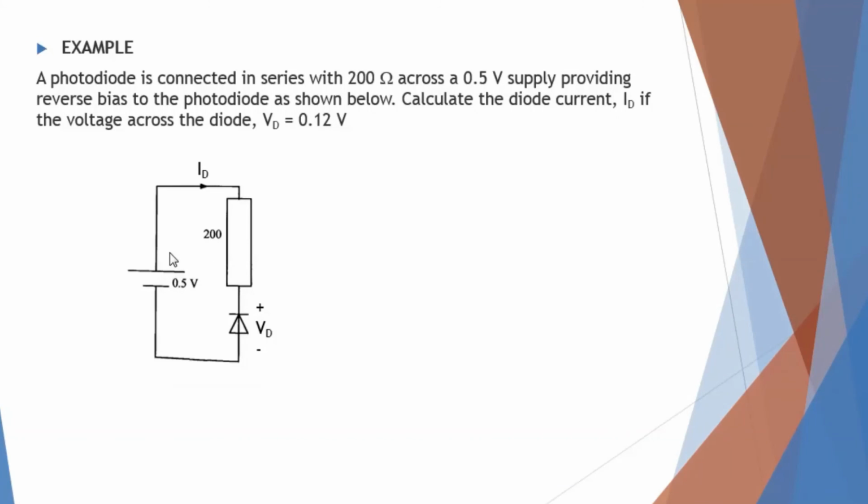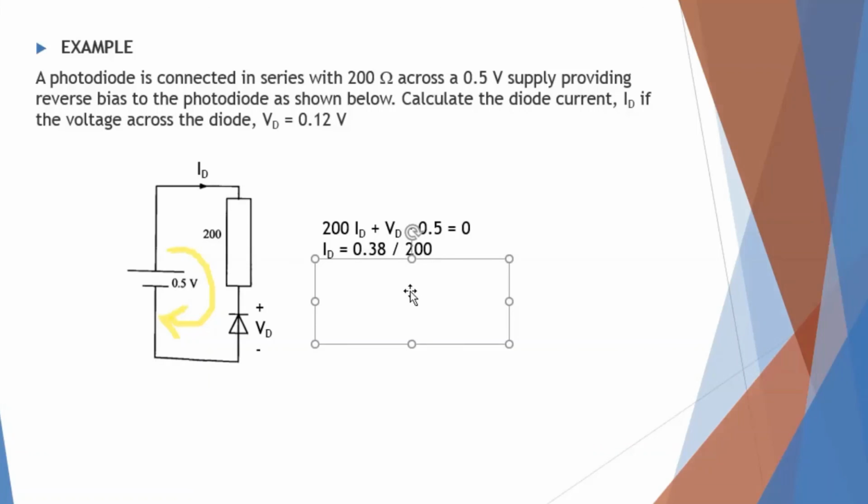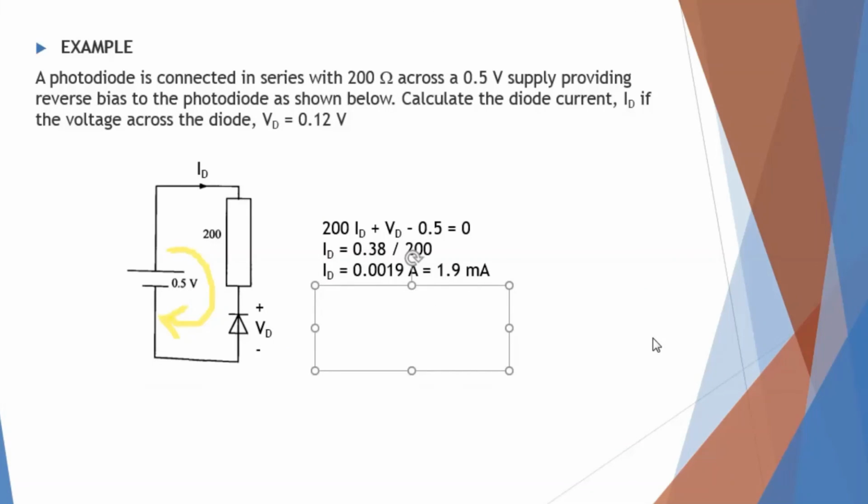So it's very easy. All you need to do is you have to do KVL over here. So 200 ID plus VD minus 0.5 equals 0, then 0.5 minus 0.12 is 0.38 over 200 ohm, and you get ID equivalent to 1.9 milliampere. So that is the value of the current through your photodiode. Okay, so this is how you can use photodiode.